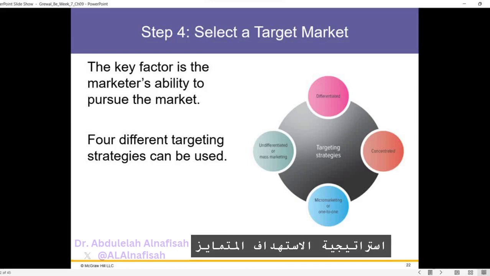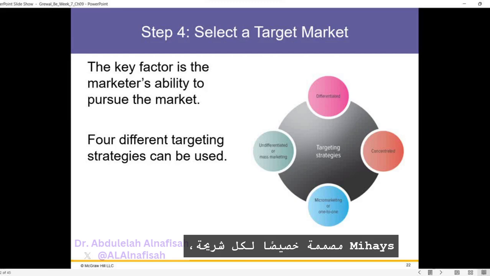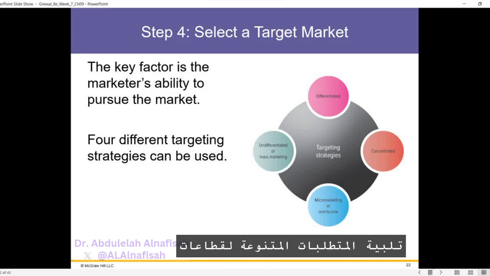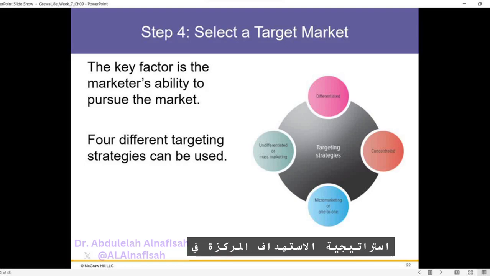Differentiated targeting strategy. With a differentiated targeting strategy, the firm targets several distinct market segments, each with its own specific needs and preferences. The firm develops different offerings or marketing behaviors tailored to each segment, recognizing that a one-size-fits-all approach may not effectively meet the diverse requirements of multiple segments.